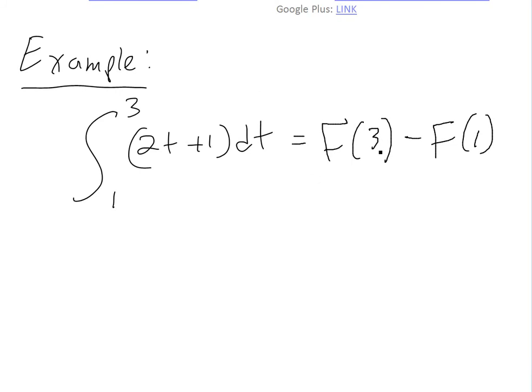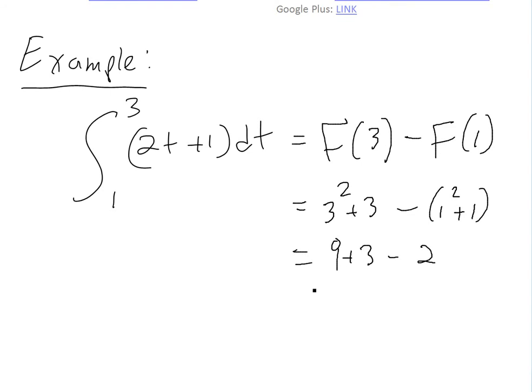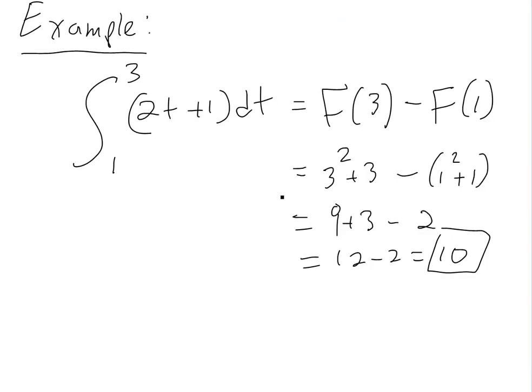So if this is the function here, we're going to get f of 3, which is 3 squared plus 3, minus f of 1, which is 1 squared plus 1. Because we know the antiderivative is going to be t squared plus t, or x squared plus x. So this one's going to equal 9 plus 3 minus 2. So this is 12 minus 2, which equals 10. So that's the area under the curve according to this antiderivative method.